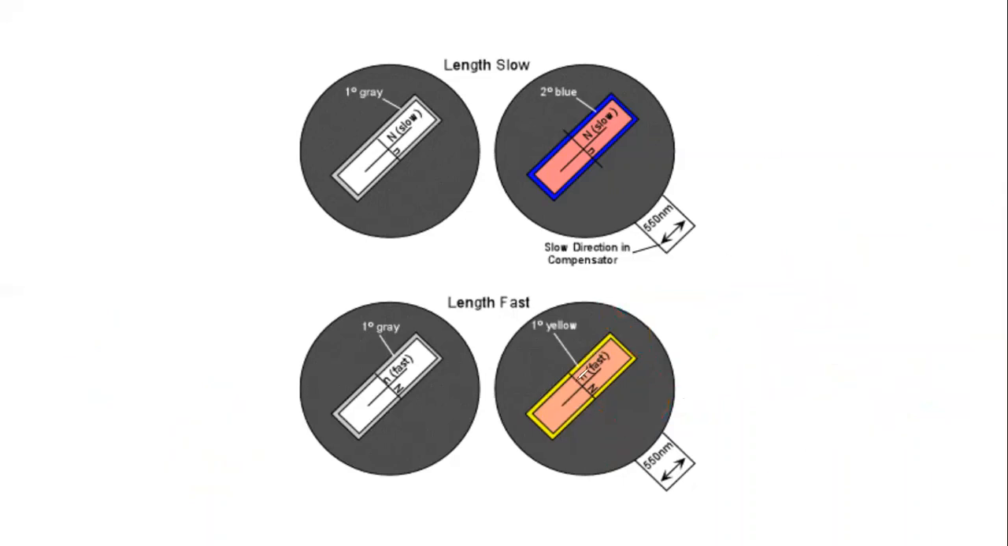Why is it called length fast elongation? Because the fast ray direction of the mineral is parallel to the slow ray direction of the accessory plate. That's why negative elongation is also termed length fast elongation.